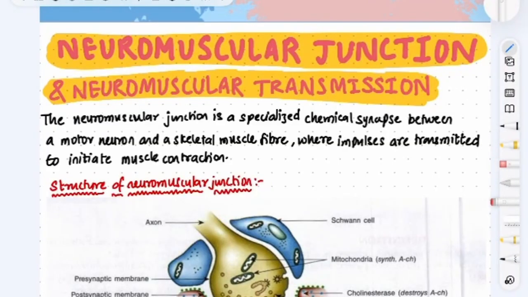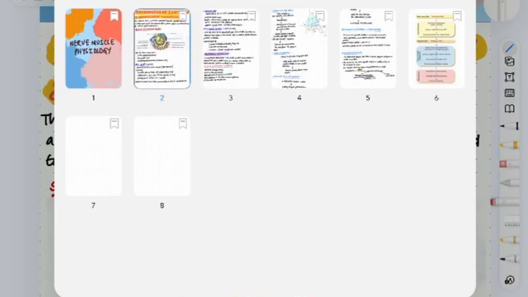In today's video, we are going to talk about the neuromuscular junction and the neuromuscular transmission. So, we are going to discuss the structure of the neuromuscular junction and the process which is involved in the transmission of nerve impulses. So, before entering deep into the concept, I just want to give a brief orientation of what we are going to talk about.